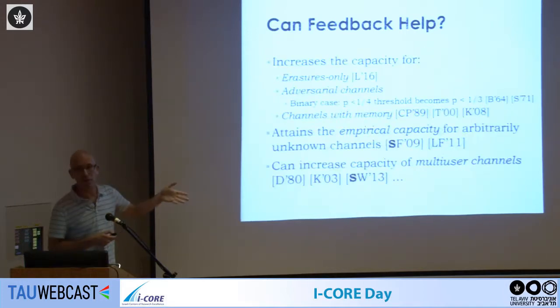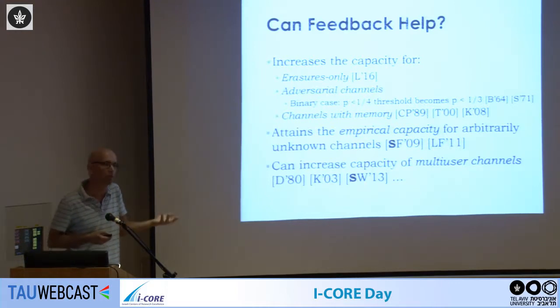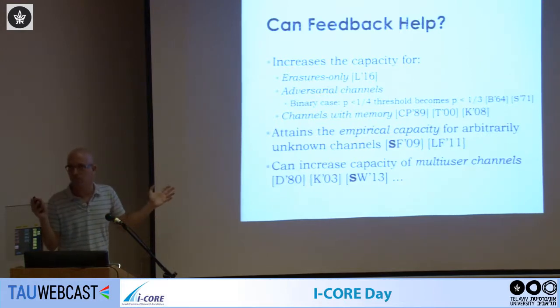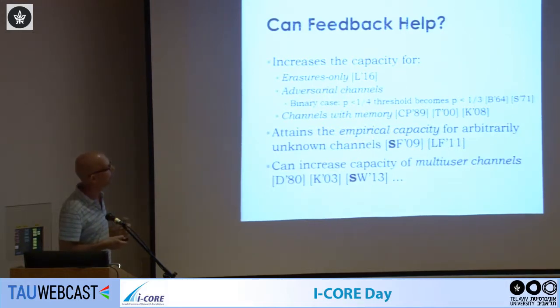And there are a bunch of other things which we're not going to focus on, but I just want to mention that people have worked on the effect of feedback in various setups. It can increase something called the erasures-only capacity, if you allow only for erasures. So you don't allow errors, but you allow the decoder to say, I don't know. That type of capacity is also increased by feedback. Adversarial channels, where there's no statistical model but there is an adversary that is allowed to mess up your channel in some limited sense, could also benefit.